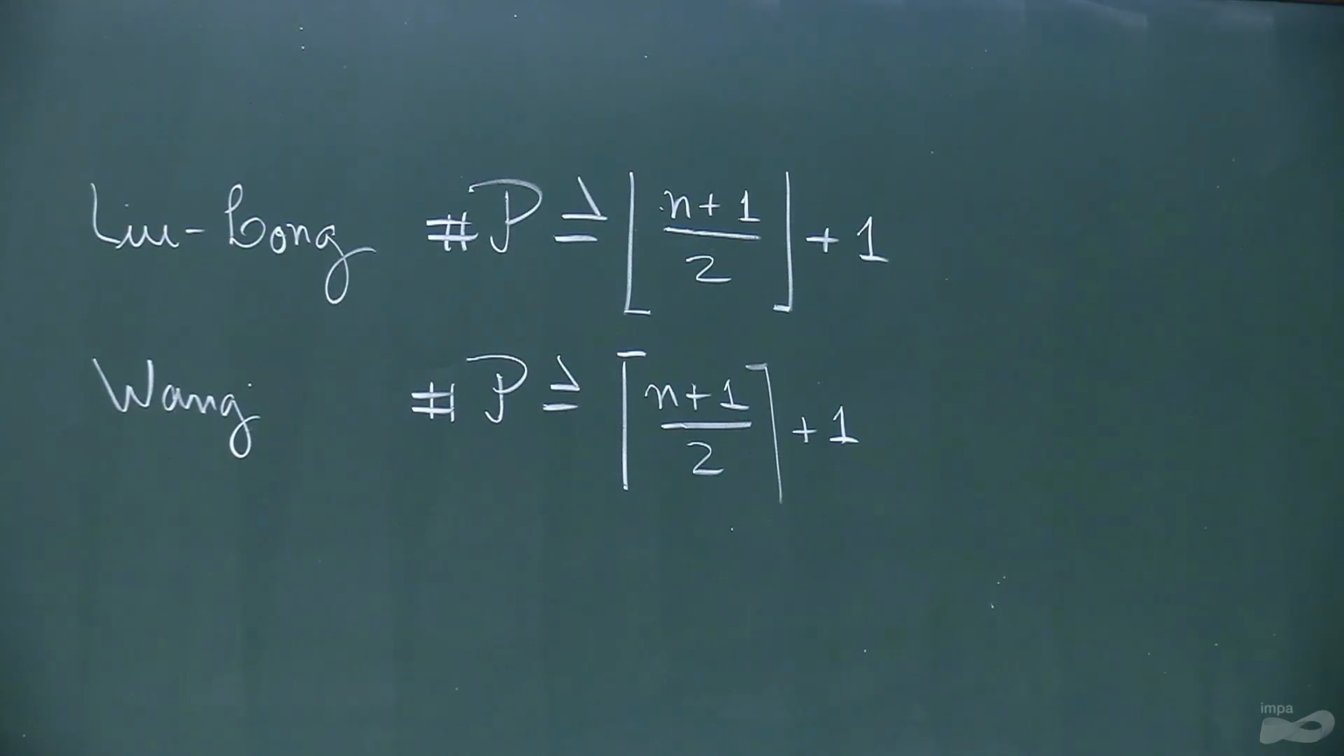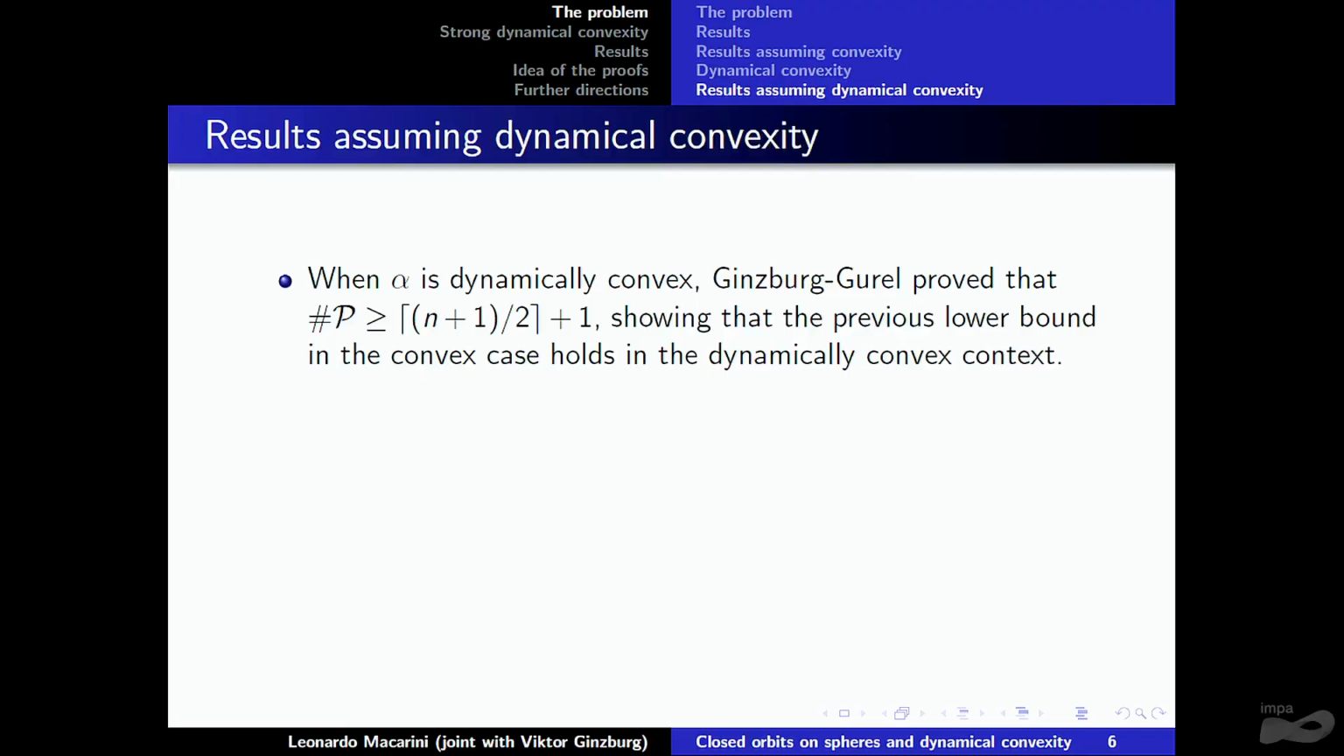Okay? It was proved by Ginzburg-Gürel using the Lusternik-Schnirelmann theorem and equivariant symplectic homology. Because in the convex case you use variational methods, while in the non-convex case you need to use some Floer homology to replace the variational methods that you use in the convex case.